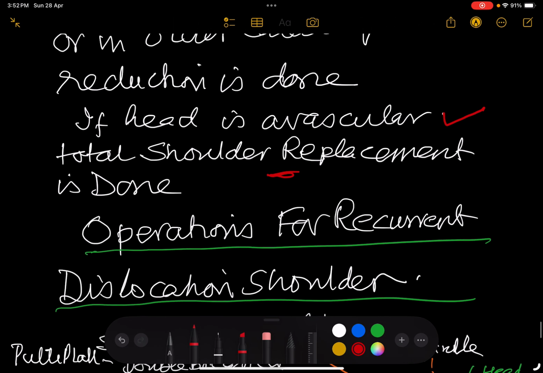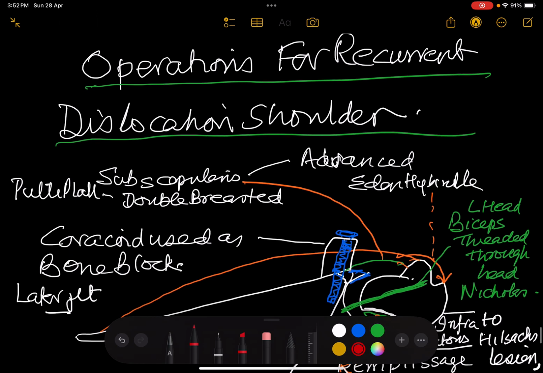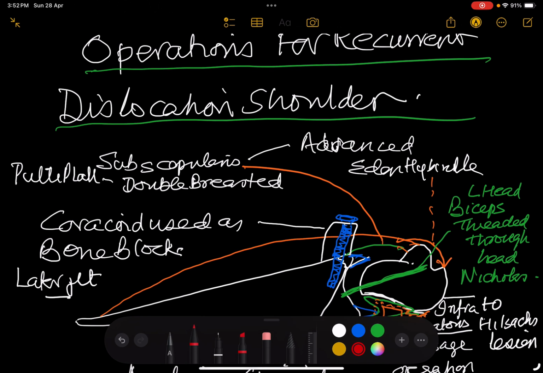Now, there is another problem with dislocation of the shoulder, and that is called recurrent dislocation. That occurs because the subscapularis and the anterior capsule are torn. So this you can strengthen by double breasting the subscapularis, so that it becomes tight, or advancing it. Double breasting is called Putti-Platt, and advancement is called Eden-Hybbinette.